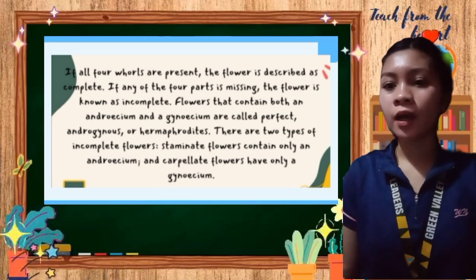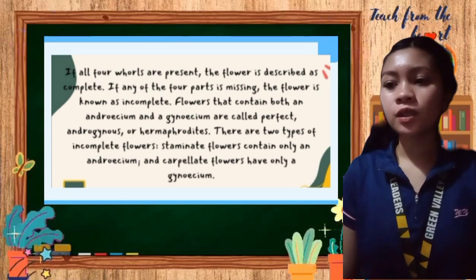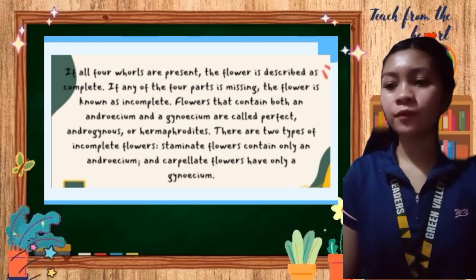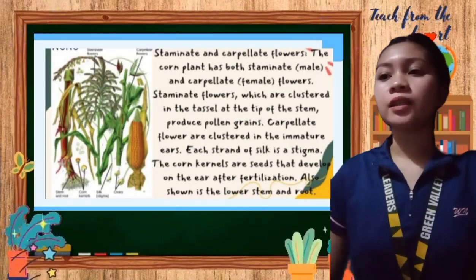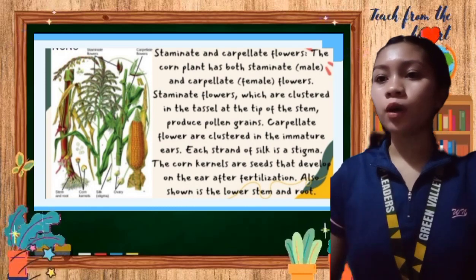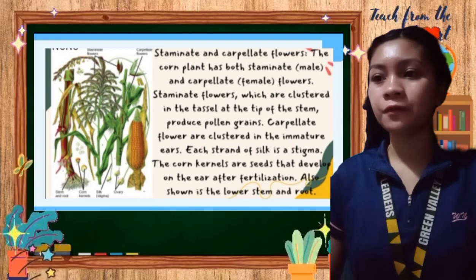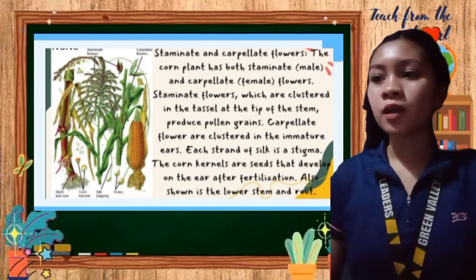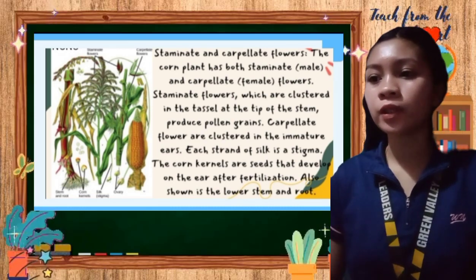There are two types of incomplete flowers. Staminate flowers contain only an androecium, and carpellate flowers have only a gynoecium. Staminate and carpellate flowers. The corn plant has both staminate male and carpellate female flowers. Staminate flowers, which are clustered in the tassel at the tip of the stem, produce pollen grains.